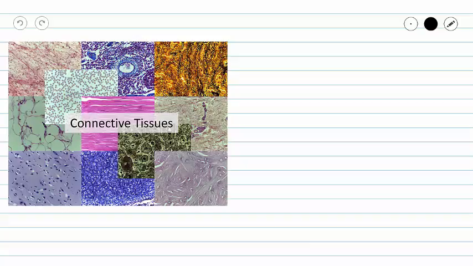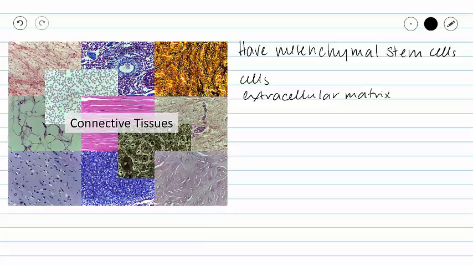So all connective tissues have a mesenchymal origin, and they have mesenchymal stem cells. We also have two major components to our connective tissues. We have the cells of the connective tissue, and then we also have our extracellular matrix. Our extracellular matrix is made out of two components: our ground substance, which is the fluid component of our extracellular matrix, and our extracellular fibers.